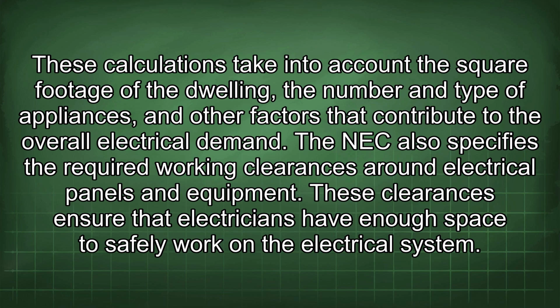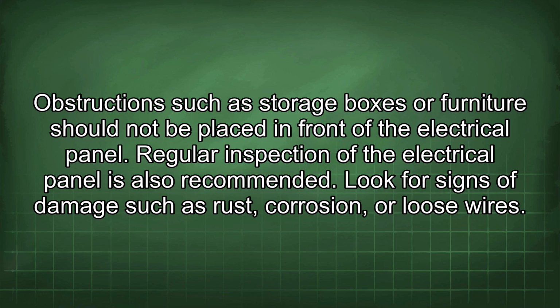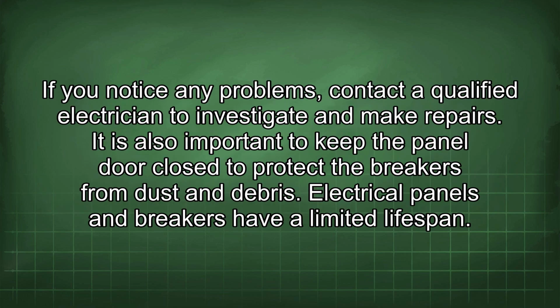The NEC also specifies the required working clearances around electrical panels and equipment. These clearances ensure that electricians have enough space to safely work on the electrical system. Obstructions such as storage boxes or furniture should not be placed in front of the electrical panel. Regular inspection of the electrical panel is also recommended. Look for signs of damage such as rust, corrosion, or loose wires. If you notice any problems, contact a qualified electrician to investigate and make repairs. It is also important to keep the panel door closed to protect the breakers from dust and debris.